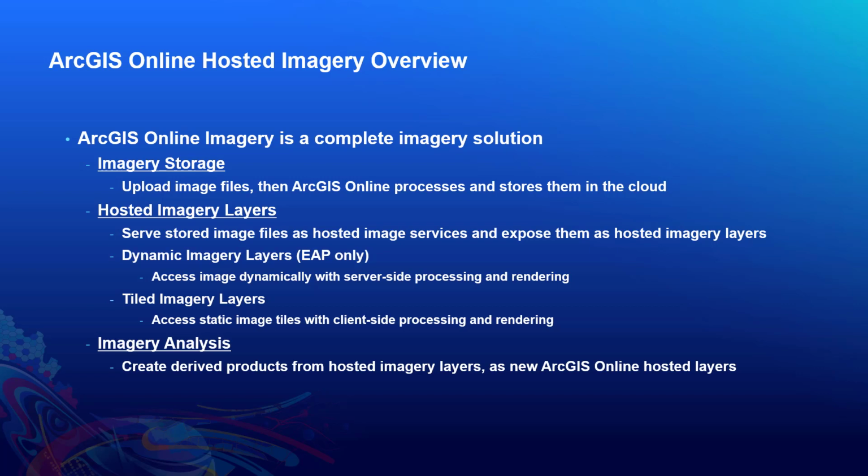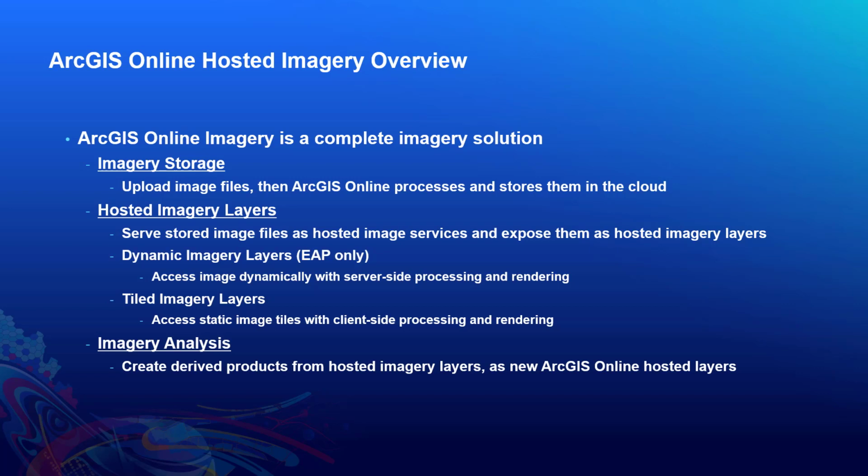Let's talk about the image storage part. Users can upload the imagery files, then ArcGIS Online will process them and securely store them in the cloud. Once the data is put into the cloud, the ArcGIS Image Server at the backend of ArcGIS Online will serve the hosted image files as hosted image services, and eventually each of them will be exposed as hosted imagery layers.